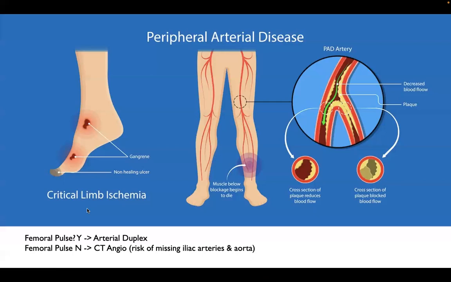So remember, if there's femoral pulses, then you can get a duplex. If there's no femoral pulses, you need to get a CT angio. So you get to skip a step. Okay, and then we'll move on.